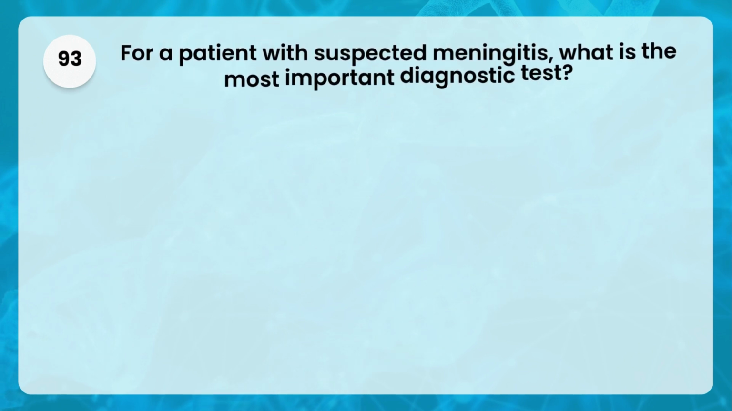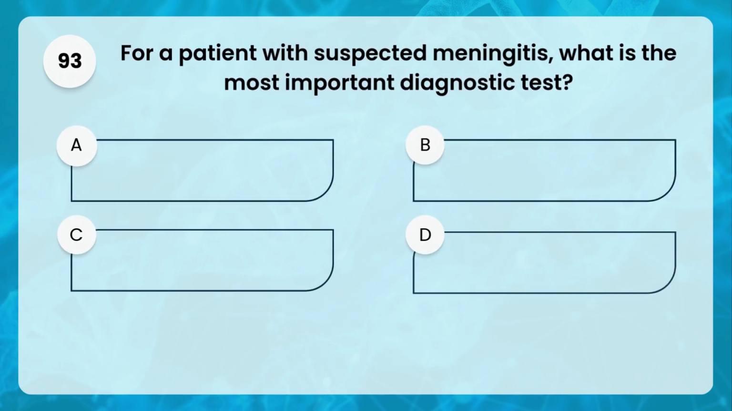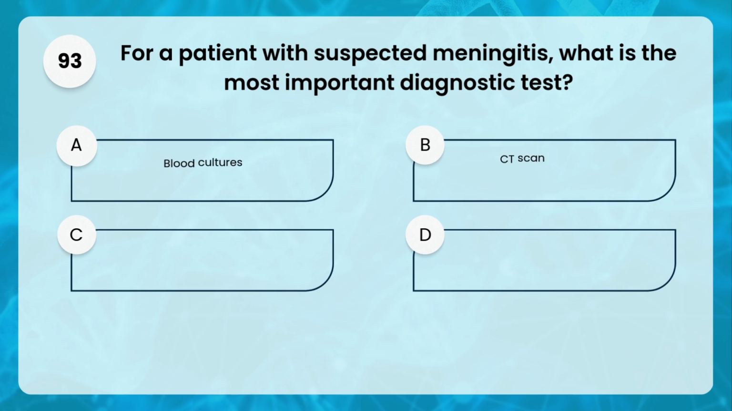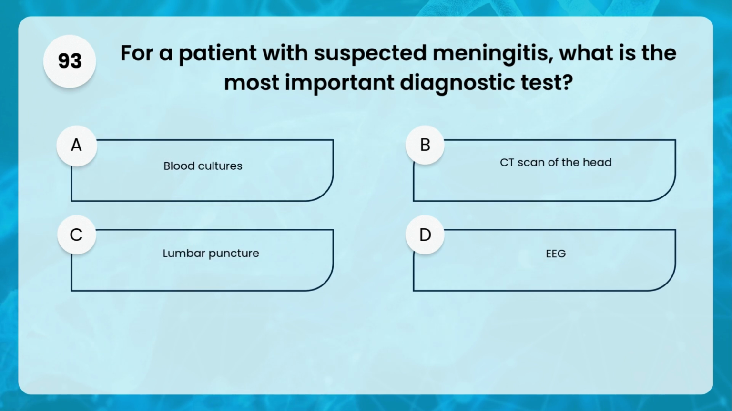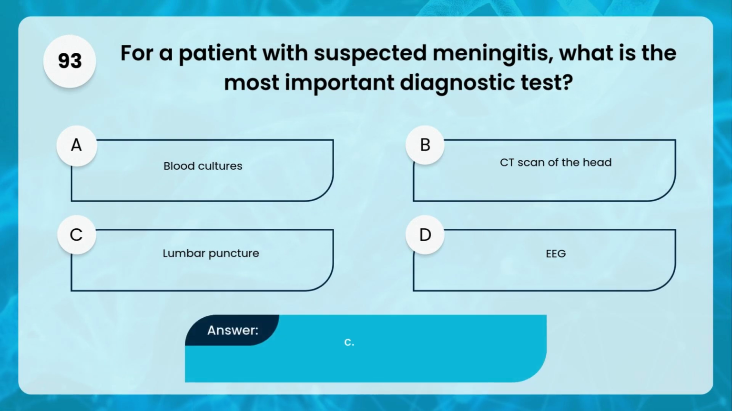93. For a patient with suspected meningitis, what is the most important diagnostic test? A. Blood cultures. B. CT scan of the head. C. Lumbar puncture. Or D. EEG. The answer is C.